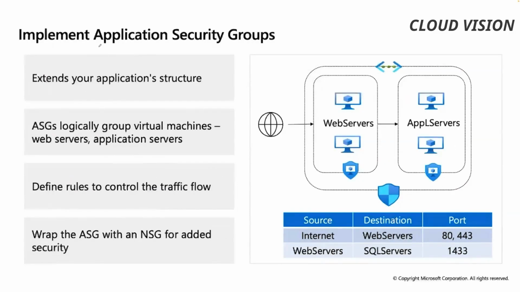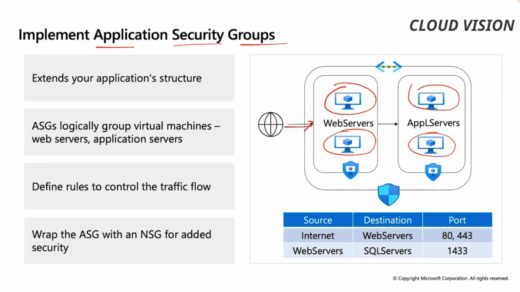Implementing ASG, application security groups. That extends your application structure. So let's assume your IIS-installed web application is running on this web server, and you have application layer servers, which could be a SQL Server, data layer, or any middle layer. So that has been established, and this is where the internet connectivity comes in. When the internet request comes in, it goes to the web server and then goes to the app layer.